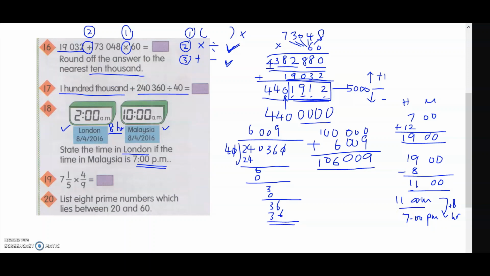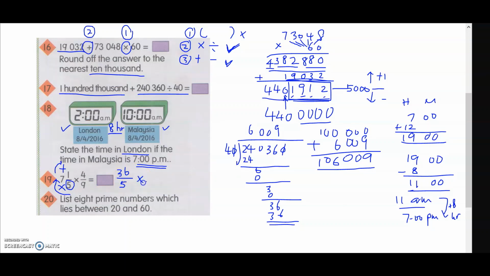Okay, question 19. 7 1 over 5. Now the first thing is you change this to an improper fraction first. So you times and then you plus. So 5 times 7, 35. 35 plus 1, 36. The bottom will be the same. The bottom is 5 here, the bottom is 5 here.